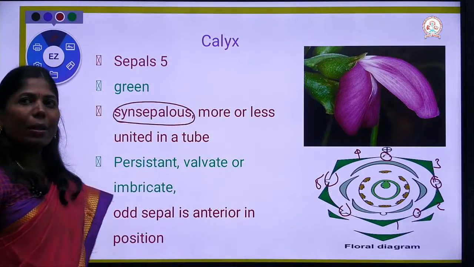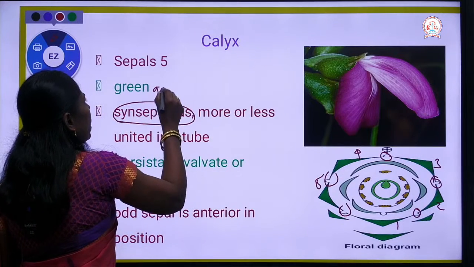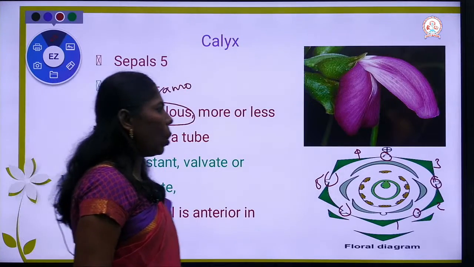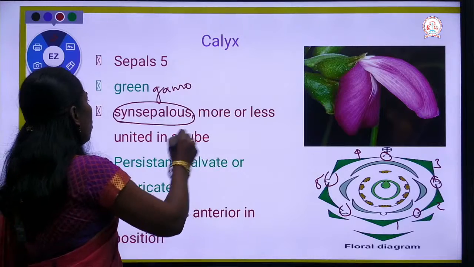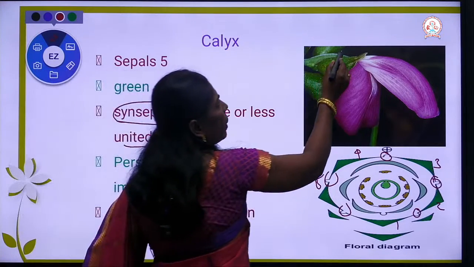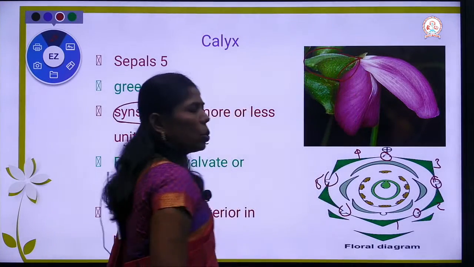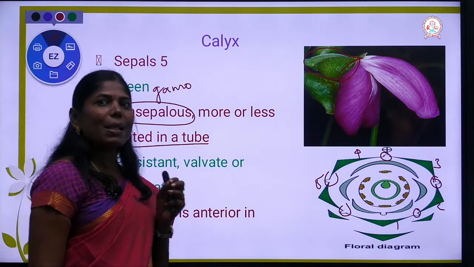Okay, this is here gamosepalous. Gamosepalous means all the sepals are united. Okay? So they are more or less united to form a tube-like structure. All of them are joined together, forming a tube-like structure. When you look at it, it looks like a tube. Okay? So the calyx may be persistent.